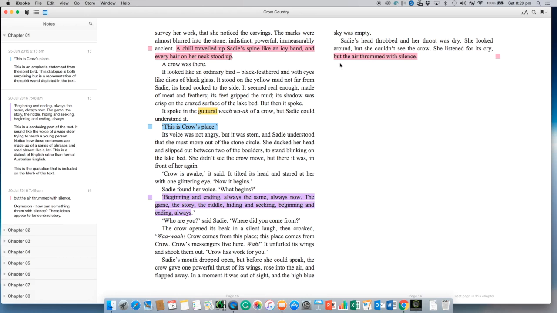And then the chapter ends with this: the air thrummed with silence. Such an oxymoron. You can't have this thrumming and still have it silence. It's as if there is a sense of confusion that has been established through such descriptions.